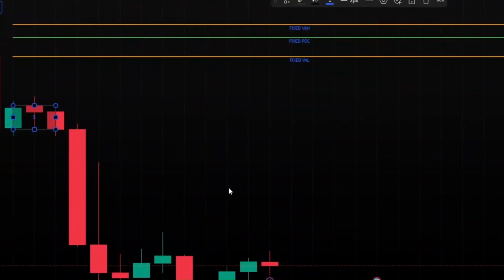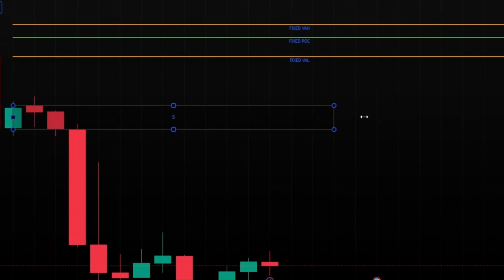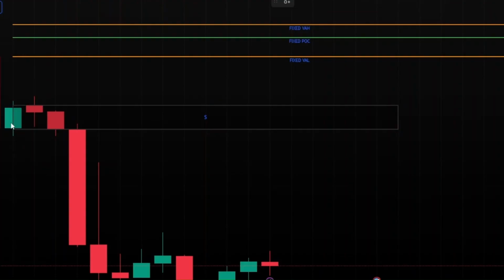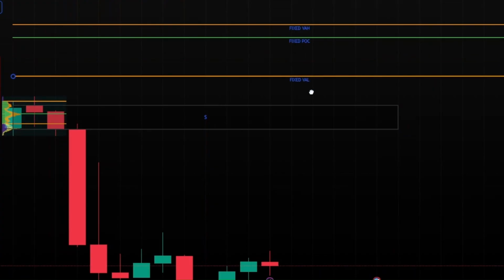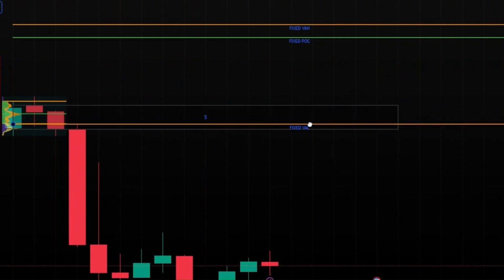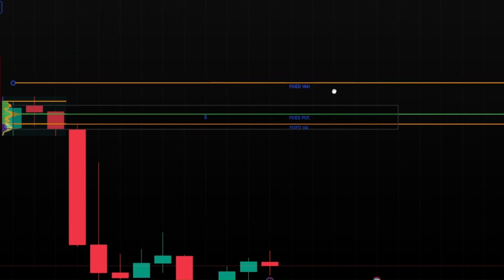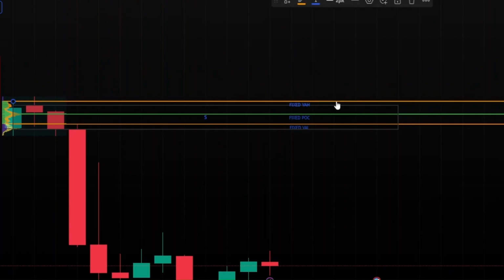Before we begin, let me quickly show you how I use volume inside supply and demand zones. Here we have a clear supply zone. And to build our volume profile, we draw our fixed range on the consolidation before the breakout. And here we have three key levels. We have our fixed value area low, our fixed POC, and our fixed value area high.